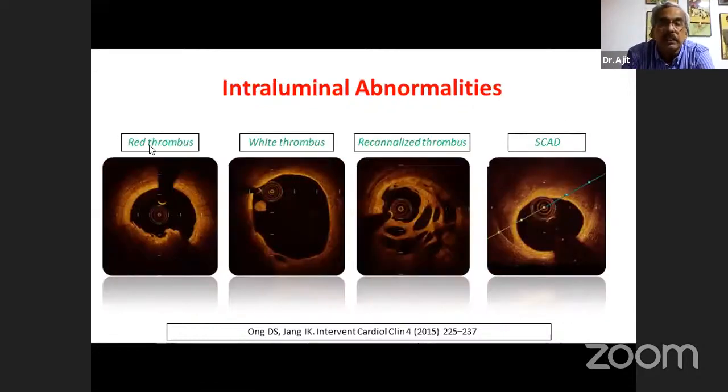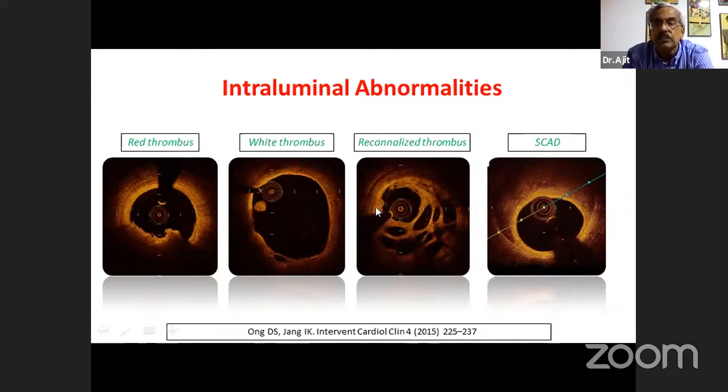You can also see the intraluminal abnormality. So you can see here there's stuff inside the coronary, which is clearly attenuated and is floating in. This is red thrombus in a plaque erosion. White thrombus is again free floating, but it is non-attenuated and it is bright and floating in. These are platelet ones, and this is usually thrombin.